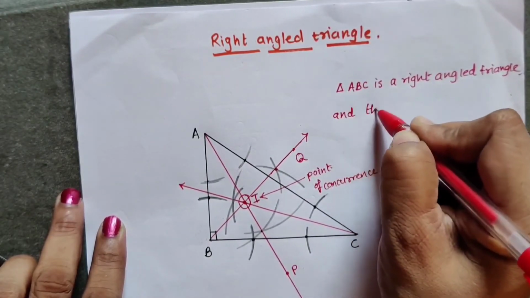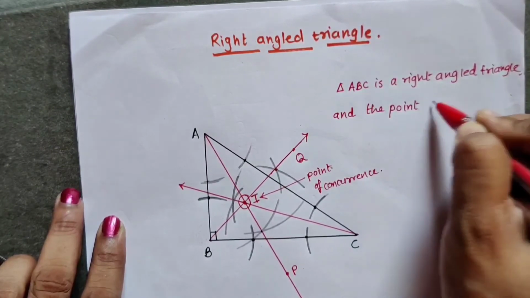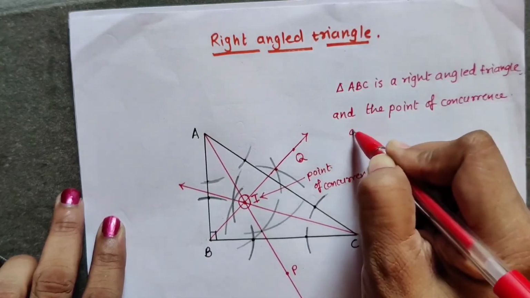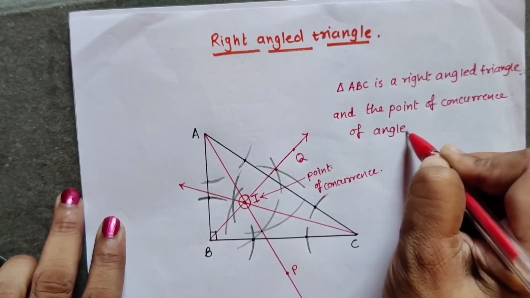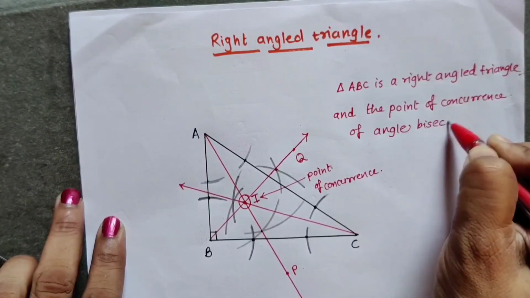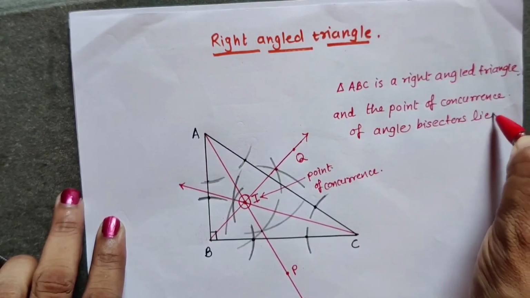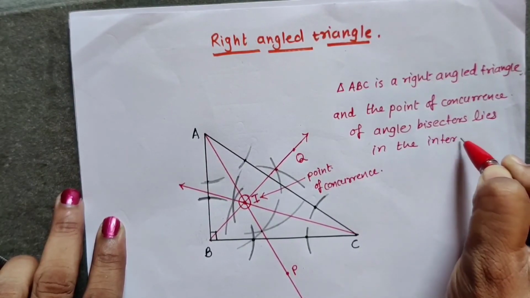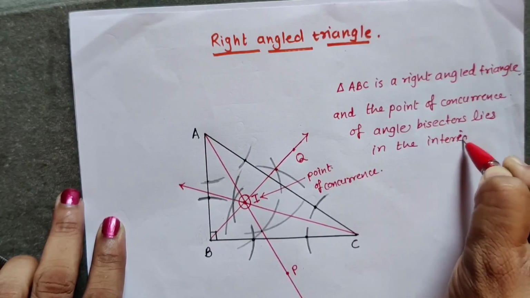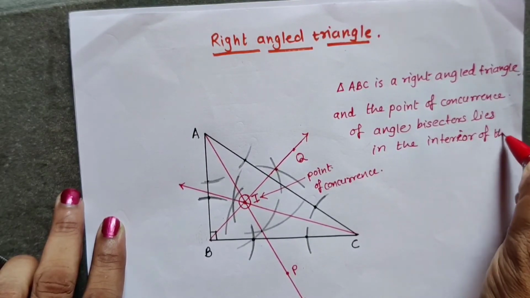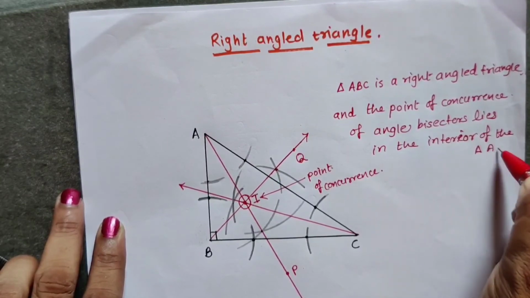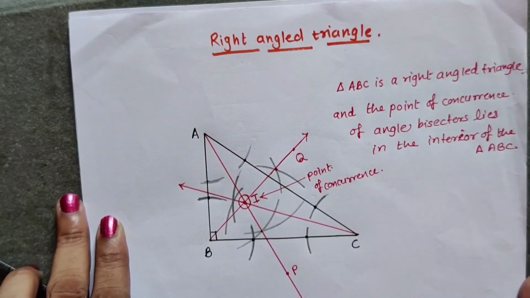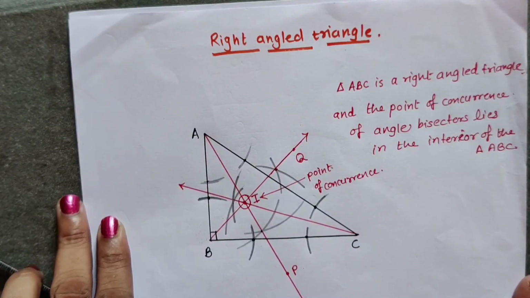And the point of concurrence of angle bisectors lies in the interior of the triangle. Interior of the triangle ABC. In this way we can write the explanation about the point of intersection or point of concurrence of angle bisectors.